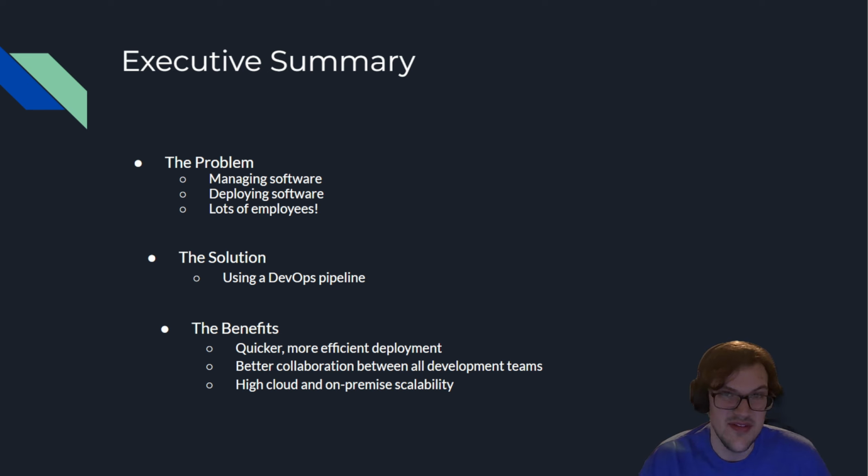There are a lot of benefits to deploying a DevOps environment, which include more efficient deployment, quicker deployment, better team collaboration within the software development team and the server team. It's also great for high cloud and on-premise scalability. So if there's high web traffic, you can deploy more machines on the cloud, which allows for more processing power. Your site's never slow.